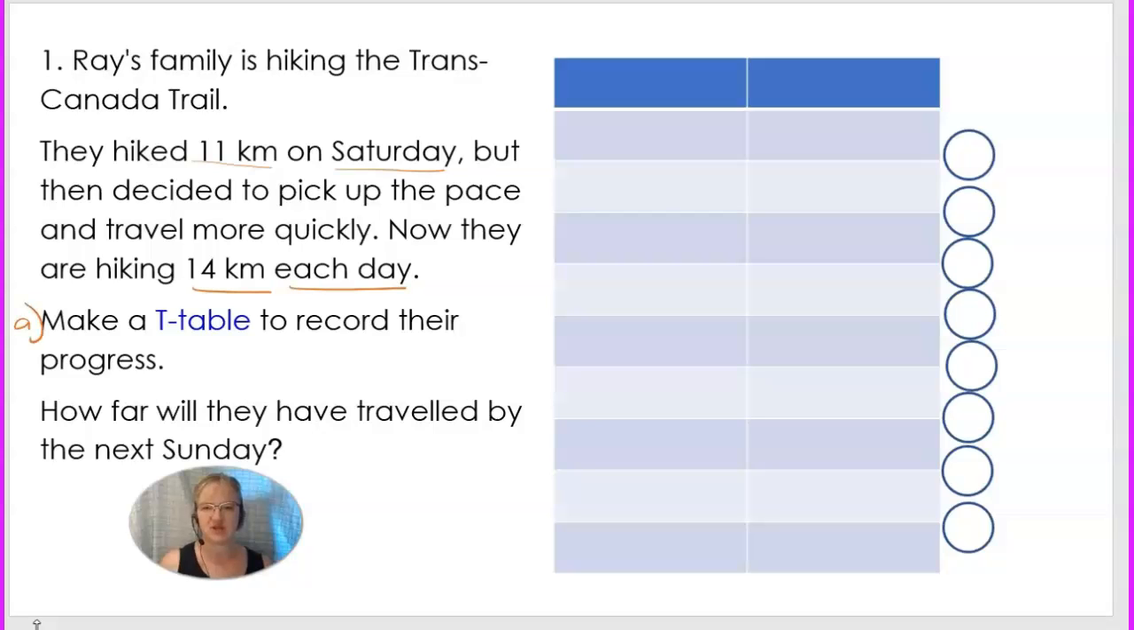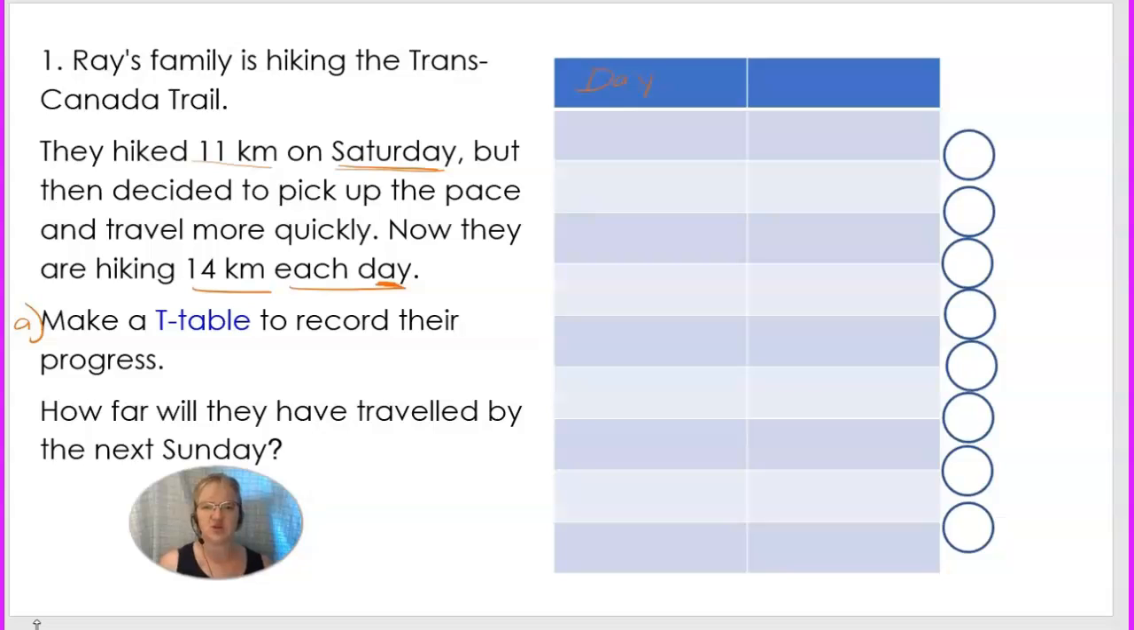First, let's label this A because we've got a 1 up there. So A, the first thing we need to do is make a t-table to record their progress. So I drew this over here already. What are we going to put in the first column? Well, here we want to put the day. So the name of the day. We know that they started on Saturday and they traveled 14 kilometers each day after that. So we're going by days.